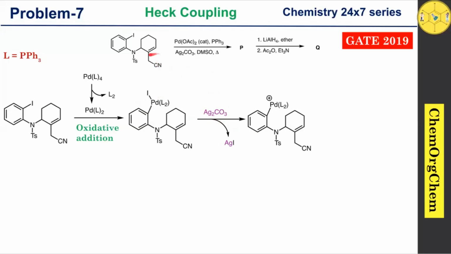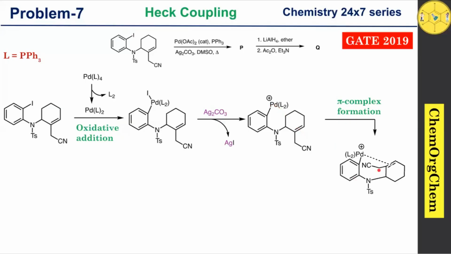Here you can see that this is a slightly electron rich alkene. Therefore, whenever we use an electron rich alkene and a silver-based additive, those reactions should go efficiently. So when we interact with silver carbonate, it produces a palladium cationic complex. The next step of the reaction is pi complex formation. Now this palladium center forms the pi complex with this alkene, which produces this corresponding palladium complex.